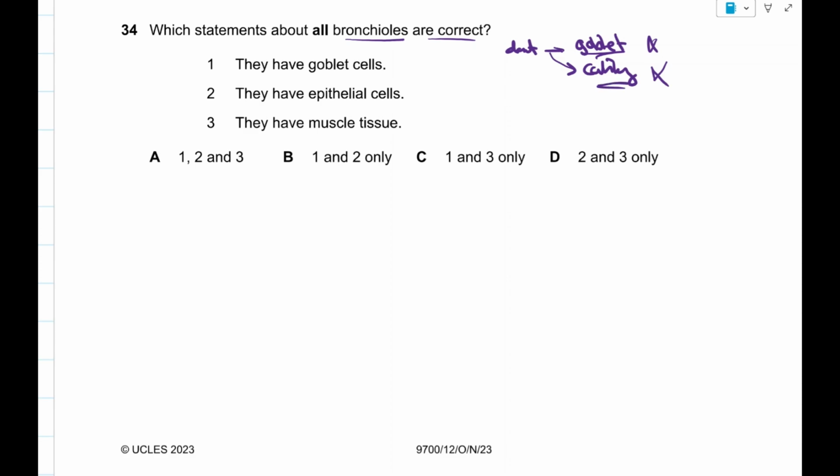So let's see the suggestions that we have here. One, they have goblet cells. We know that instantly this is incorrect. So we can work with this question mainly by exclusion. Two, they have epithelial cells. Yes, they must have epithelial cells. Three, they have muscle tissue. Yes, because we said it only does not have these two, goblet cells and cartilage. Therefore, the answer is going to be D.